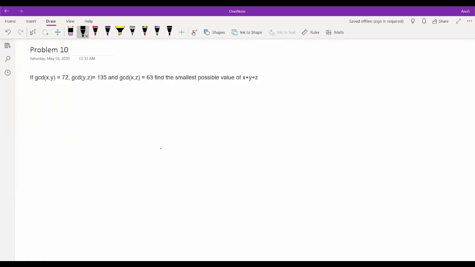Okay, so our next problem is also another example of using the GCD and LCM. In this problem, we're given the GCD of three numbers in pairwise form.